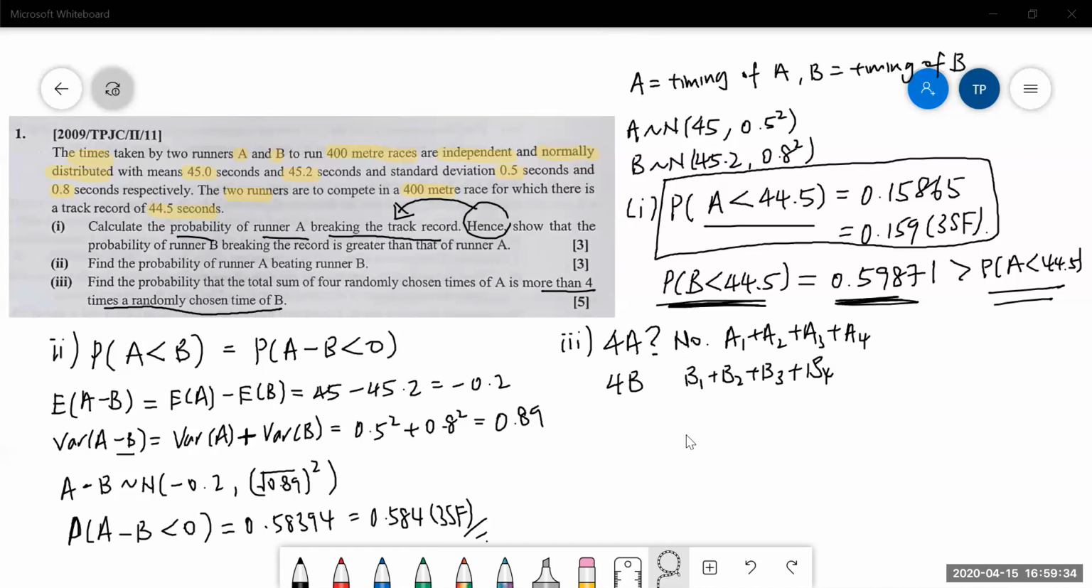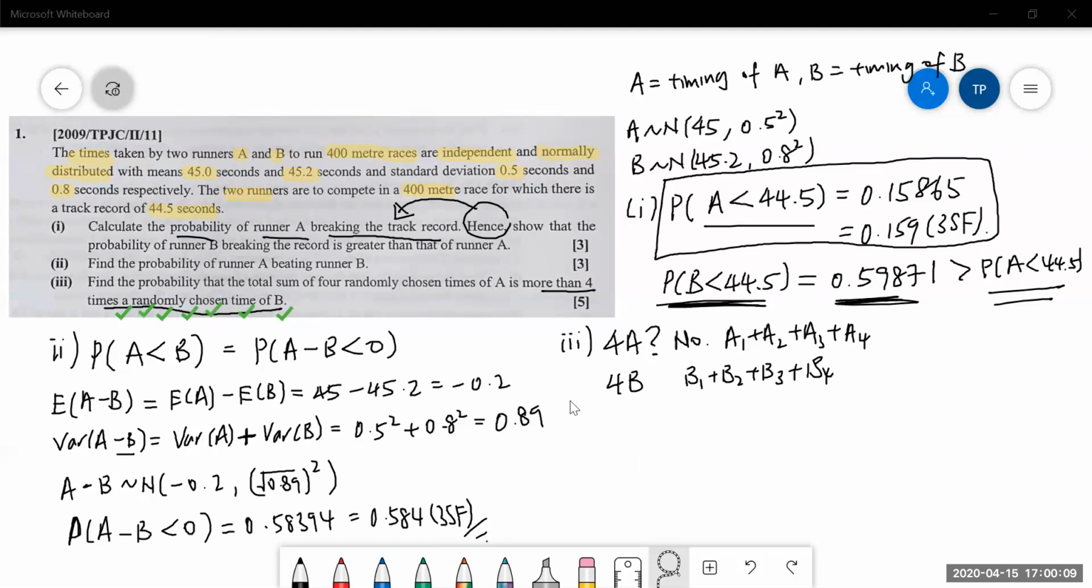Hello. A. What? Where got A? I never give you option A or B. No, as in A1 plus A2 plus A3 plus A4. No, I'm on the second part already. I'm asking 4 times a randomly chosen time of B. Which one is it? Huh? Dude, I'm here. Yeah, then when you tell me A1 plus A2 plus A3 plus A4.